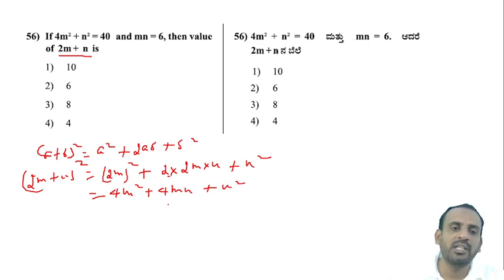Okay, now what we will do is bring n square to this side. Okay, so this will be 4m square.